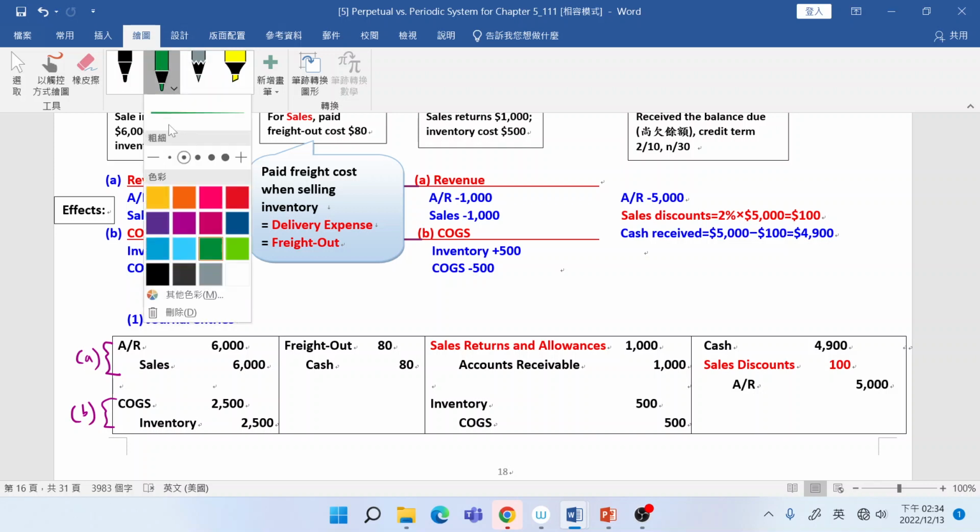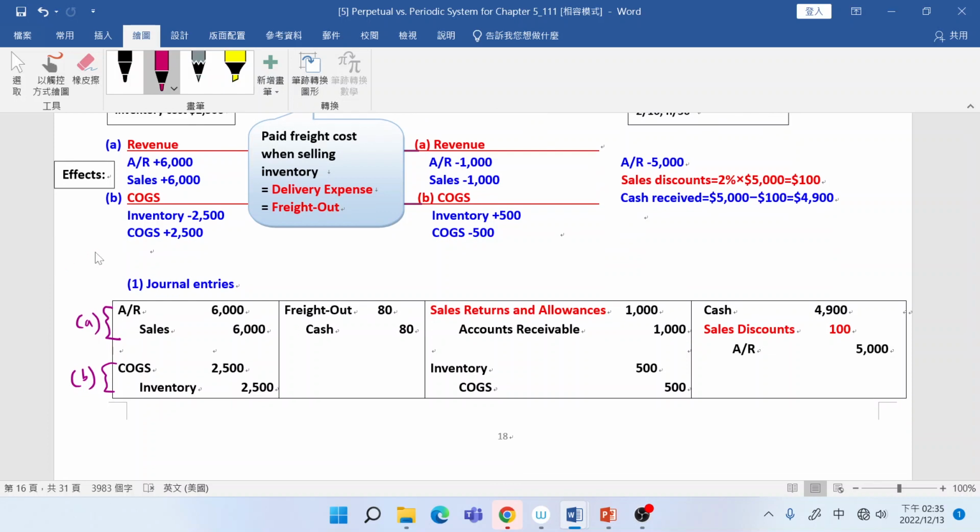Okay, so if you've done already, you could double check the answers right here. You earn the sales revenue. At the same time, customer didn't pay you money, so accounts receivable increase. Second thing is you sold inventory to customers, so you don't have that inventory anymore. At the same time, your expense, cost of goods sold, increase. Okay? For this transaction, what's your gross profit?